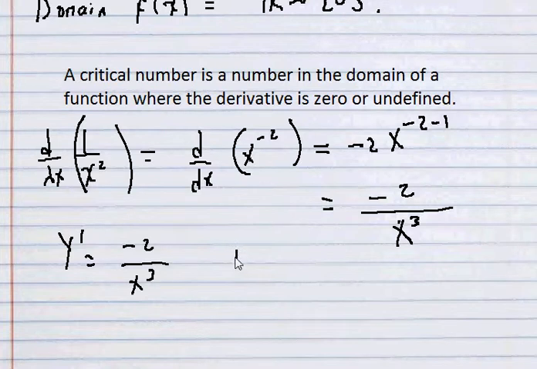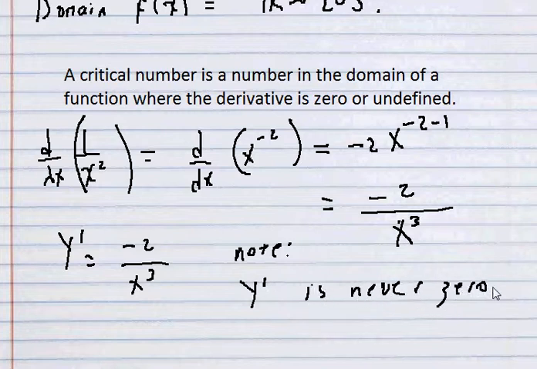And so this derivative is never 0. So note, y prime is never 0. Why is that? Well, the numerator is never 0. The numerator is just a constant. And in order for a rational function to have a 0, it has to be a 0 of the numerator, and this function cannot be 0 for any value in its numerator because it's a constant.